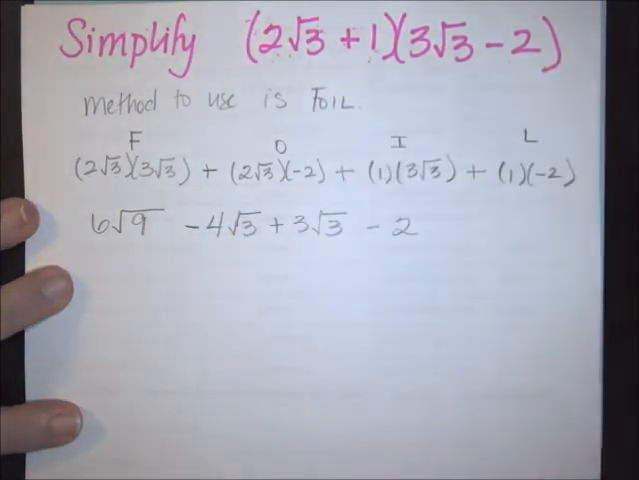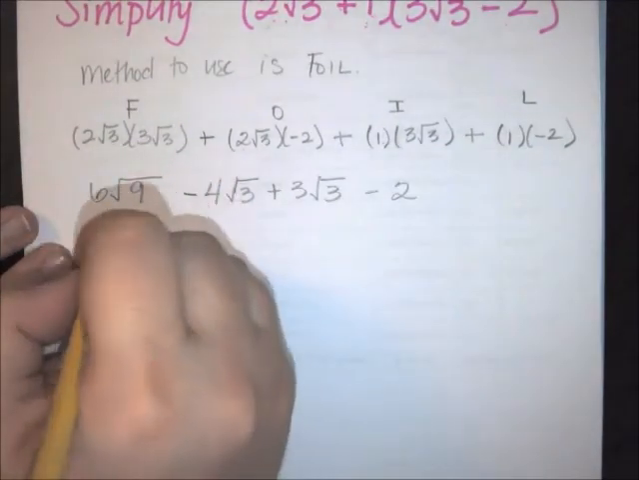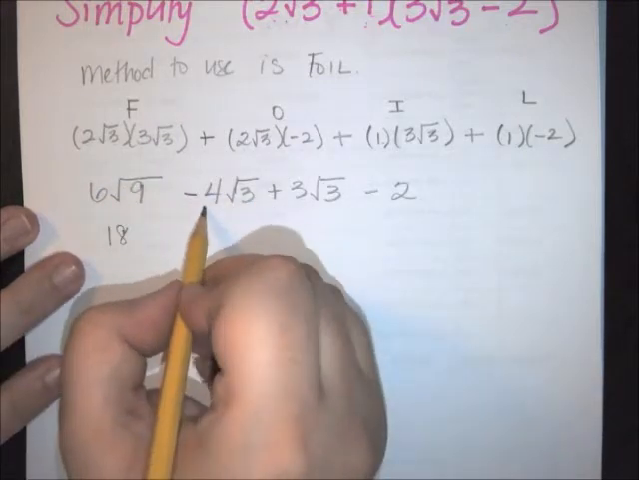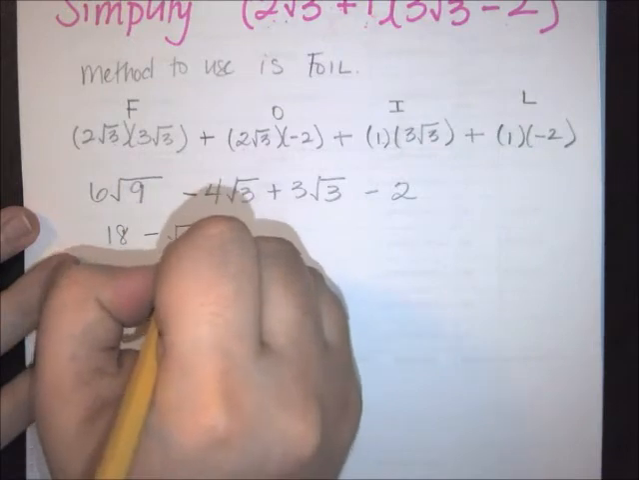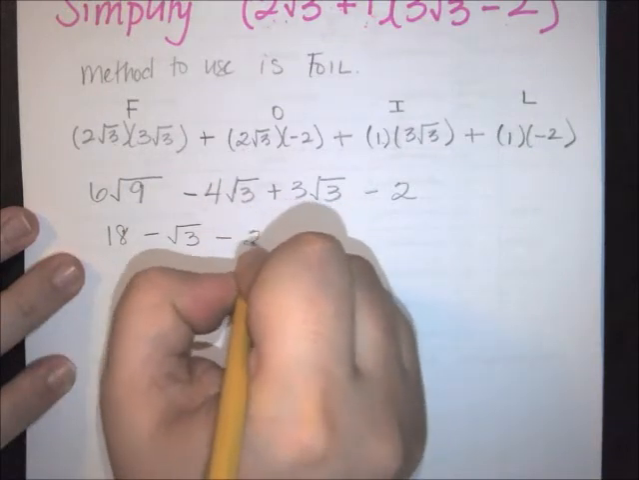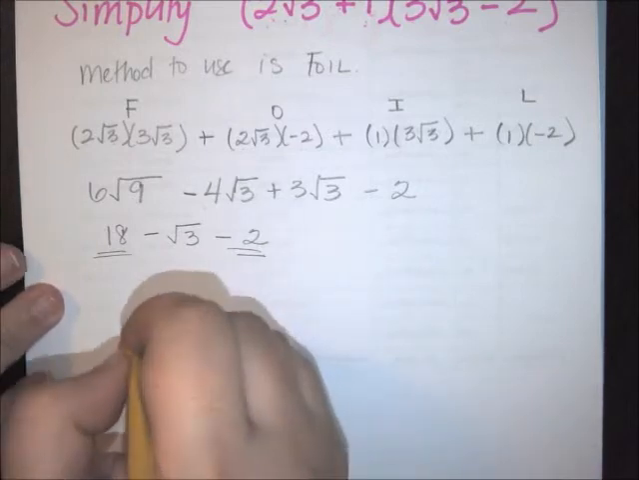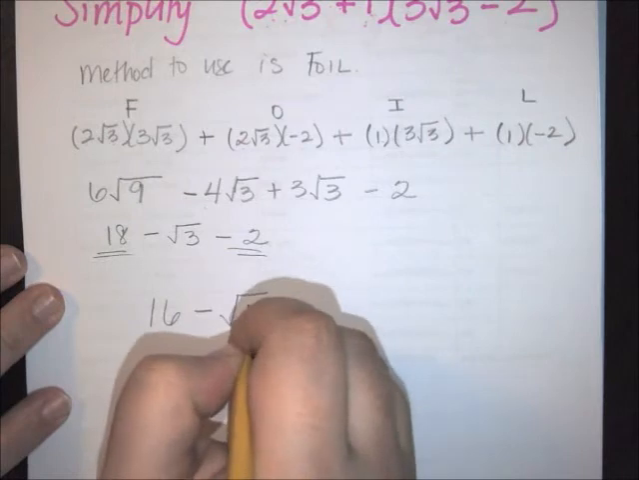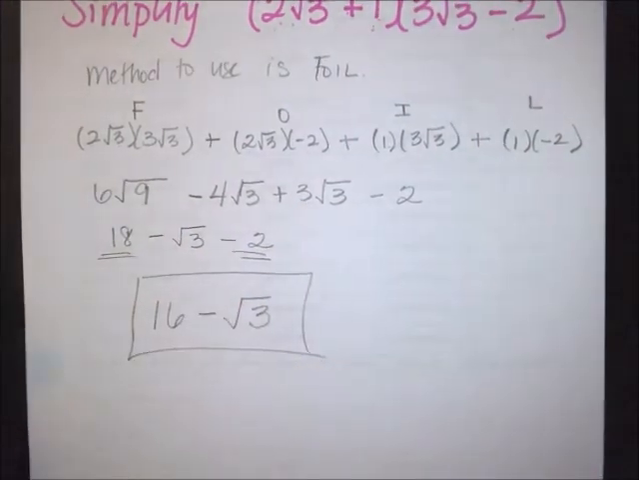So now we just simply have to reduce. The square root of 9 is 3, so this is really going to be 18. Negative 4 plus 3 is going to give you a negative square root of 3, and then I have minus 2. I need to combine my terms, and so here we're going to end up with 16 minus the square root of 3. And this was the answer we were looking for.